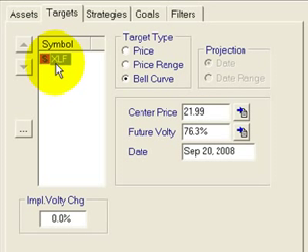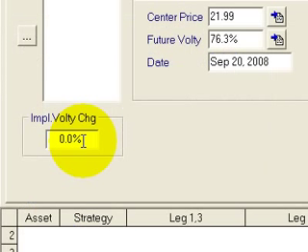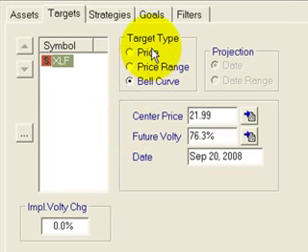You'll notice that your symbol here, XLF, is present. Do we anticipate any change in volatility? I'm just going to leave it at 0%. And then what kind of target do we want? Are we predicting a price? Are we predicting a price range? Or are we somewhat agnostic about price, and we're just going to shrug our shoulders and say, well, gee, I don't know. Let's just take a log normal distribution and plan accordingly. In other words, let's have a directionless trade. So that's what we're going to do.